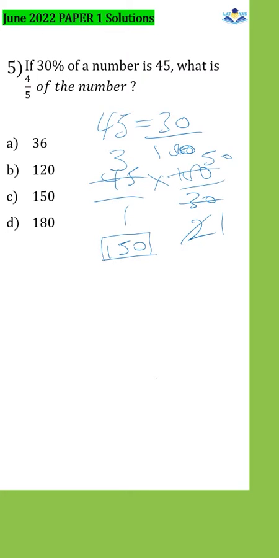Question wants to know what is 4/5 of that number. So I have to find 4/5 of 150. 5 into 5, 1. And 5 can go into 150 30 times. 4 by 30 is going to give me 120. So my answer for number 5 is going to be B.